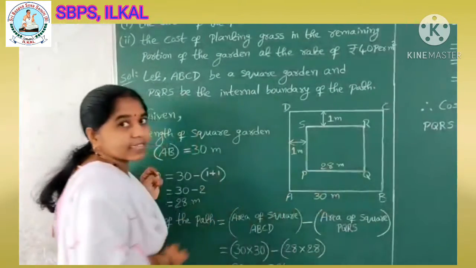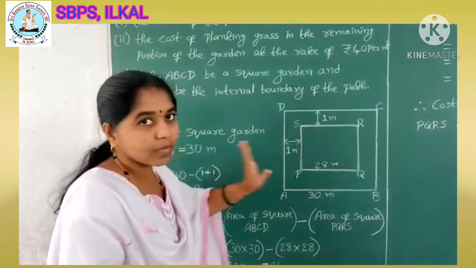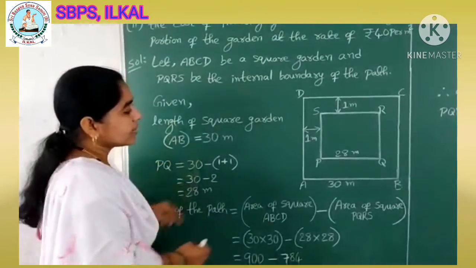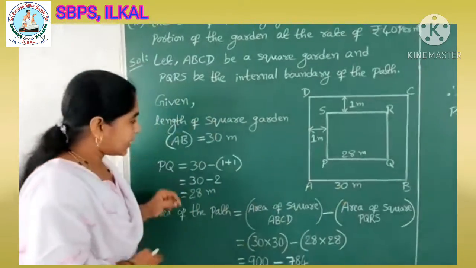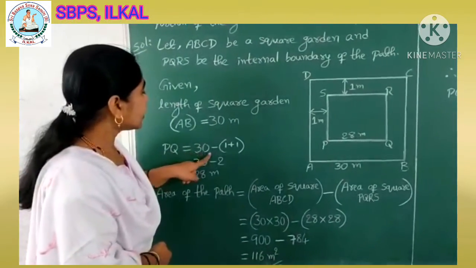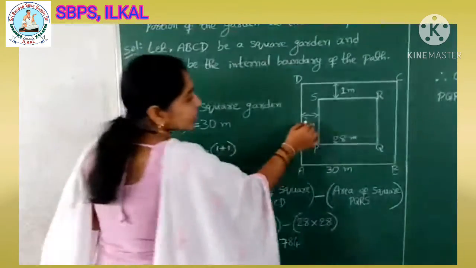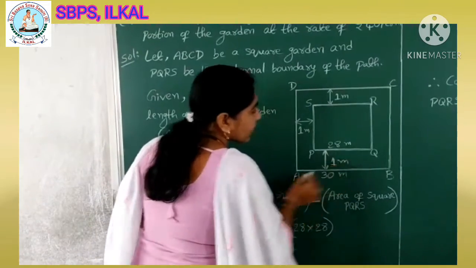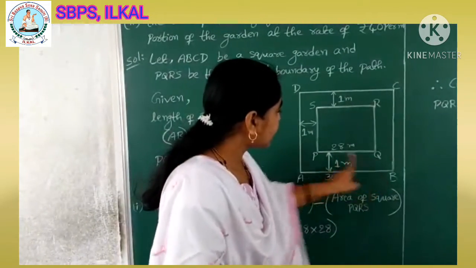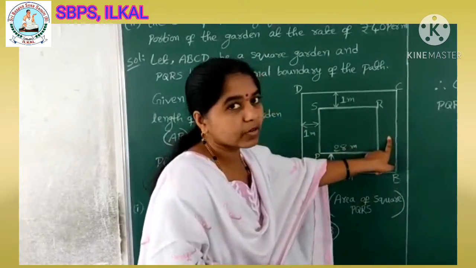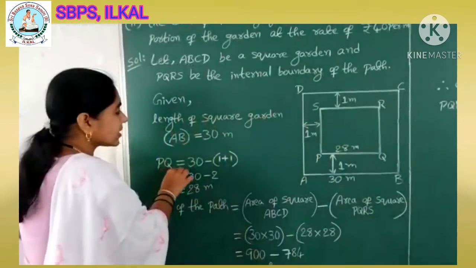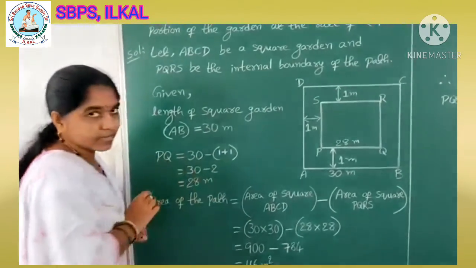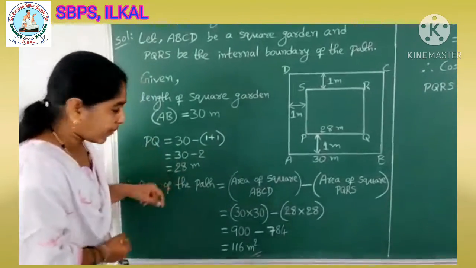ABCD we will consider it as a square garden children and these are its internal boundaries. Given length of square garden AB is equal to 30 meter. Length of square garden they gave 30 meter. PQ is equal to 30 minus of 1 plus 1. Because here boundary, opposite boundaries will be same children. Okay. Here it is 30 means PQ means this 1 meter and this 1 meter we have to remove from that. Okay. PQ is equal to 30 minus of 1 plus 1. That is 30 minus 2 which is equal to 28 meter. Okay. PQ length is 28 meter.